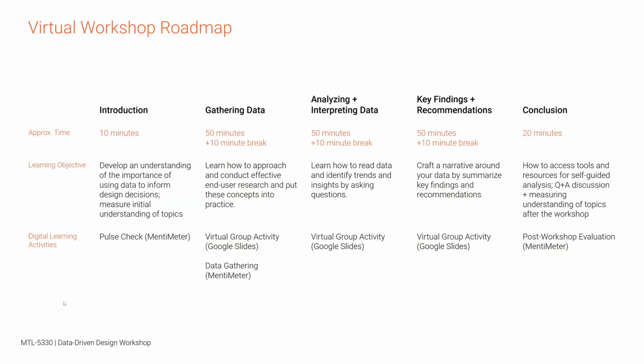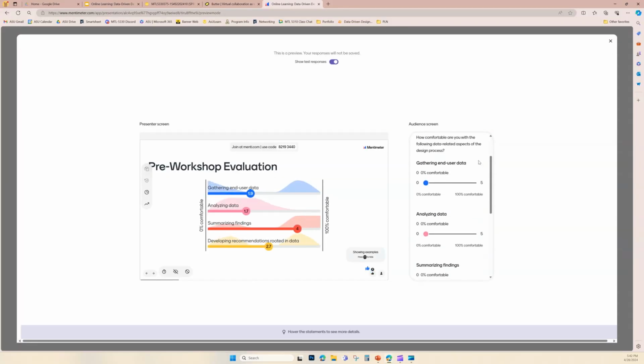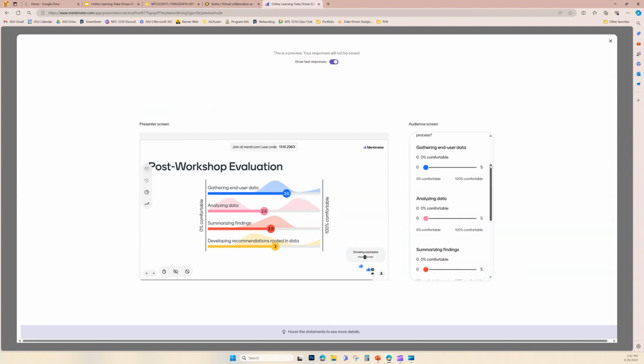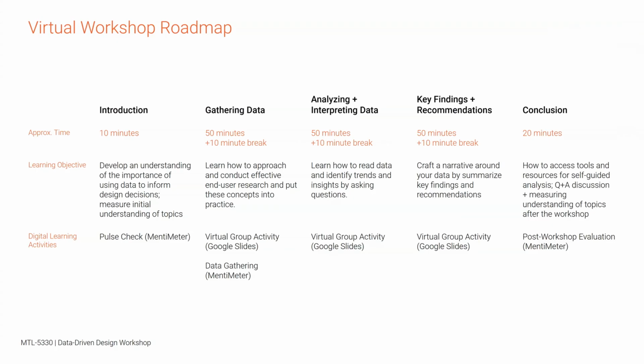We will bookend the modules framework with an introduction and conclusion to measure in Mentimeter how comfortable students are with the concepts presented before and after the workshop. This comparative evaluation will allow me to determine the effectiveness of the workshop and identify opportunities for improvement for the next delivery. You'll also notice from the roadmap that a variety of digital learning activities have been integrated into the workshop to gather real-time input and data, measure engagement, and support small group collaboration amongst peers.